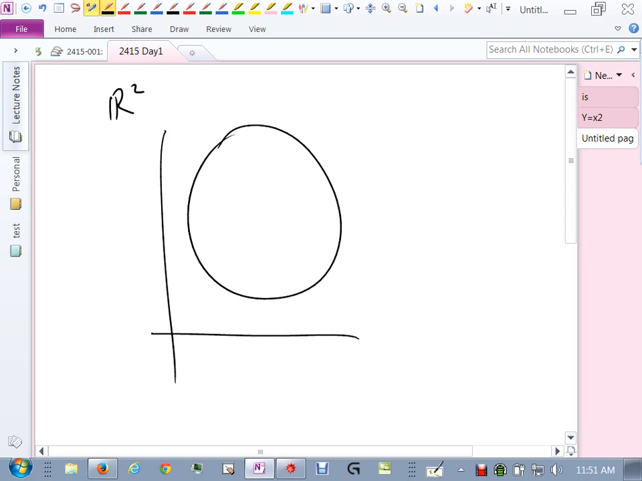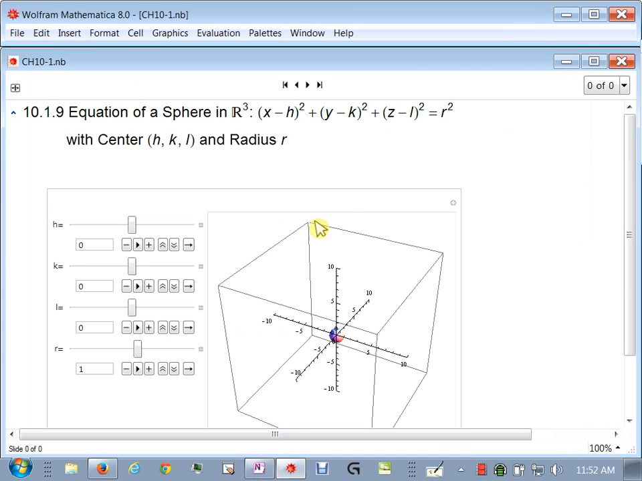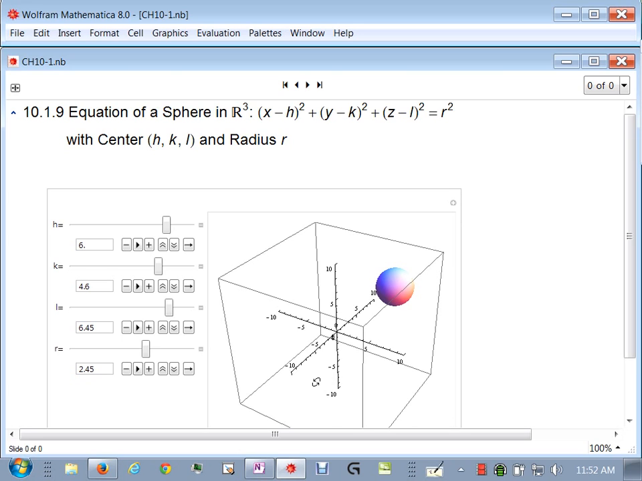It doesn't matter where the origin is, if this is your center h, k, and your radius here is r, then it was x minus h squared plus y minus k squared equals r squared. That's the general equation of a circle in two-dimensional space, centered at h, k, radius r. So all we've done is added this third element to the equation: z minus l squared. So if you change your center, your h, k, l, and then your radius, you get this sphere. Any questions?